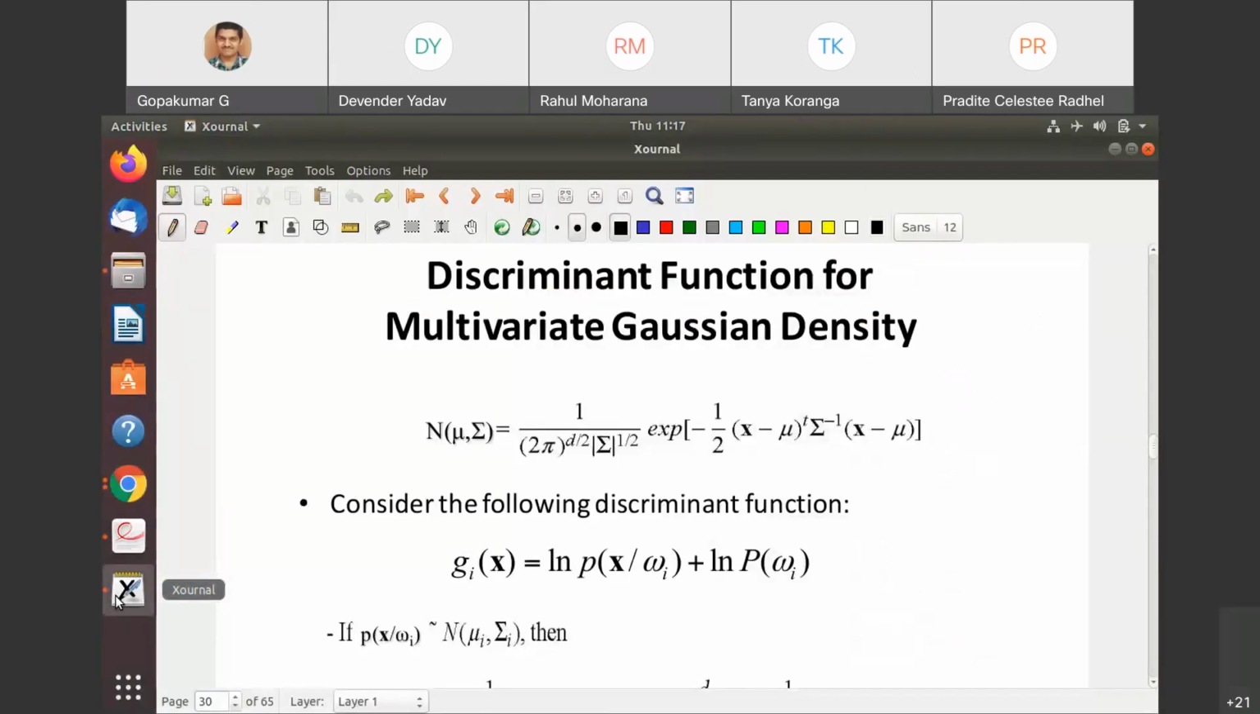Okay, so we have just started discussing the discriminant function for the multivariate Gaussian density. We have seen the equation for the Gaussian density, and how we can define a discriminant function, because this function is going to be used for making a decision on whether a given x corresponds to w1, w2, or w3, etc.